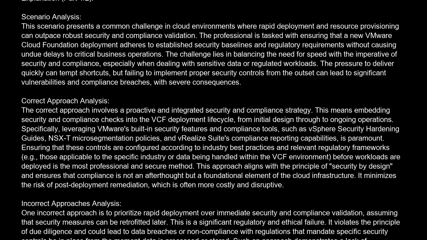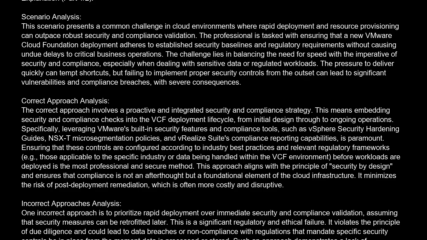Incorrect approaches analysis. One incorrect approach is to prioritize rapid deployment over immediate security and compliance validation, assuming that security measures can be retrofitted later. This is a significant regulatory and ethical failure. It violates the principle of due diligence and could lead to data breaches or noncompliance with regulations that mandate specific security controls be in place from the moment data is processed or stored.